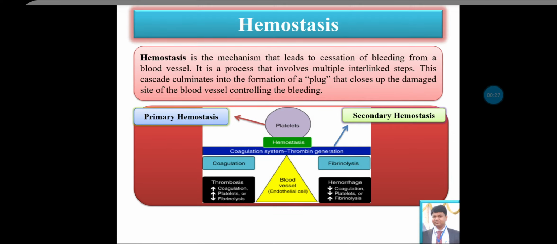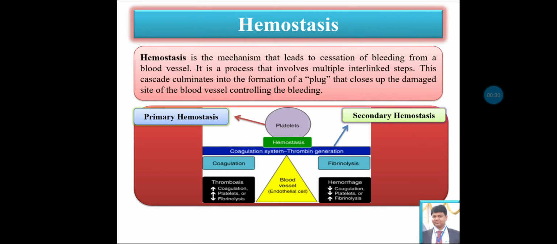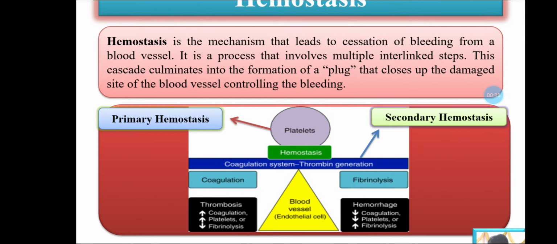Before going to the activated partial thromboplastin time, we should know about hemostasis. As we have discussed, this is a mechanism which leads to the cessation of bleeding from the injured blood vessels. It involves multiple steps, and after these steps there is a formation of a platelet plug. Once this platelet plug is formed, over it there is activation of the coagulation system, and this leads to the formation of a permanent clot or a permanent platelet plug.